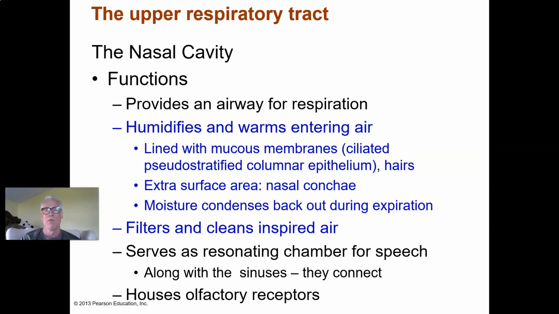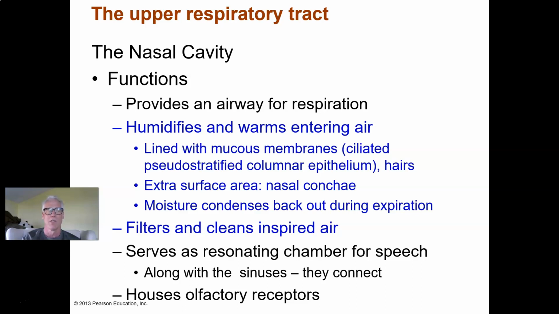And part of the way we do that is by having a lot of surface area, structures in the nasal cavity that increase the surface area so that we can make sure the air comes in contact with a moist surface and get some water to evaporate into that air and warm it up. Interestingly, when you expire air back out, it begins to cool off as it gets closer and closer to the outside, and as the temperature drops, the moisture condenses back out and actually forms droplets on the mucous membrane and hairs that are in the nasal cavity.